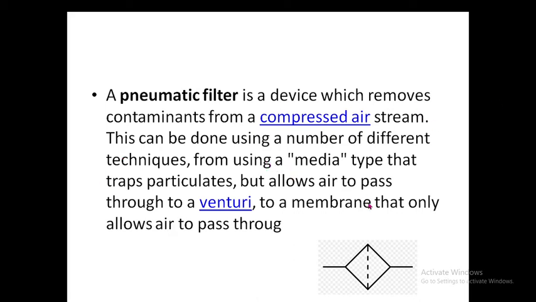This can be done using a number of different techniques, from using a media type that traps particulates but allows air to pass through, to a venturi, to a membrane that only allows air to pass through. So what is happening inside this filter? The filter allows the air stream to pass through it, obstructing foreign materials such as dust and some gases, and passing only pure air through. Here you can see the symbol for the pneumatic filter.